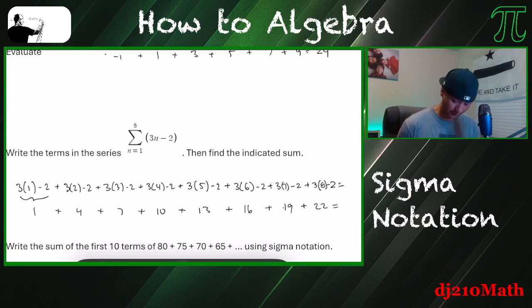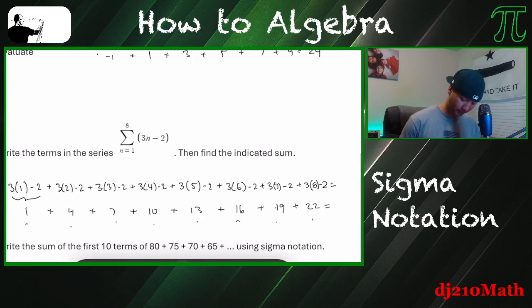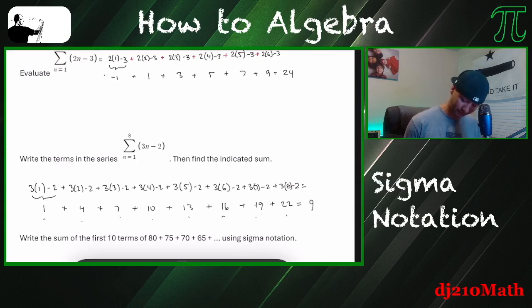You could use a calculator if you want. So 1 plus 4 is 5, 5 plus 7 is 12, plus 10 is 22, plus 13 is 35, plus 16 is 51, plus 19 is 70, plus 22 is 92. Hopefully that's what you got. 94.